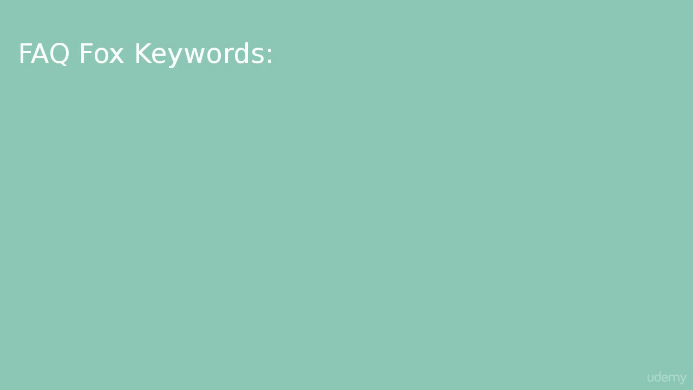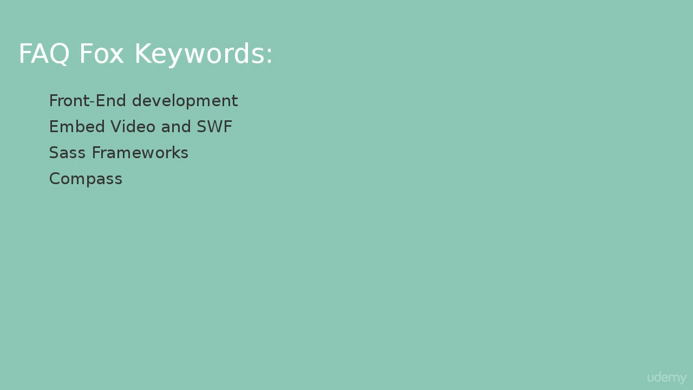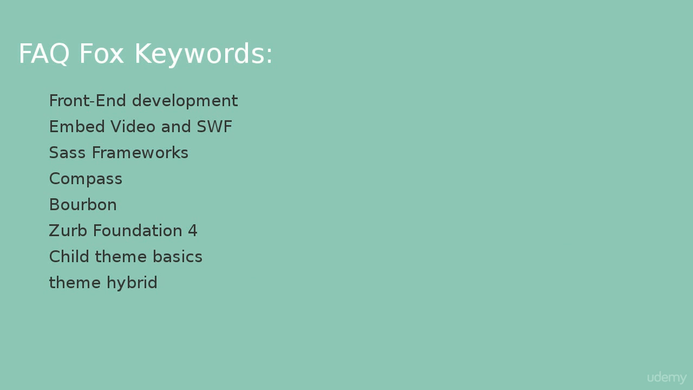Okay, now let's have a look through the list of questions that FAQ Fox found and pick out some ideas for keywords. Here we go. Front-end development, embed video and SWF, SaaS frameworks, Compass, Bourbon, Zurb Foundation 4, Child Theme Basics, Theme Hybrid, Genesis Grid Loop, 504 Error, GitHub. There are hundreds of other keywords buried in the results. I only chose a few to prove the point.